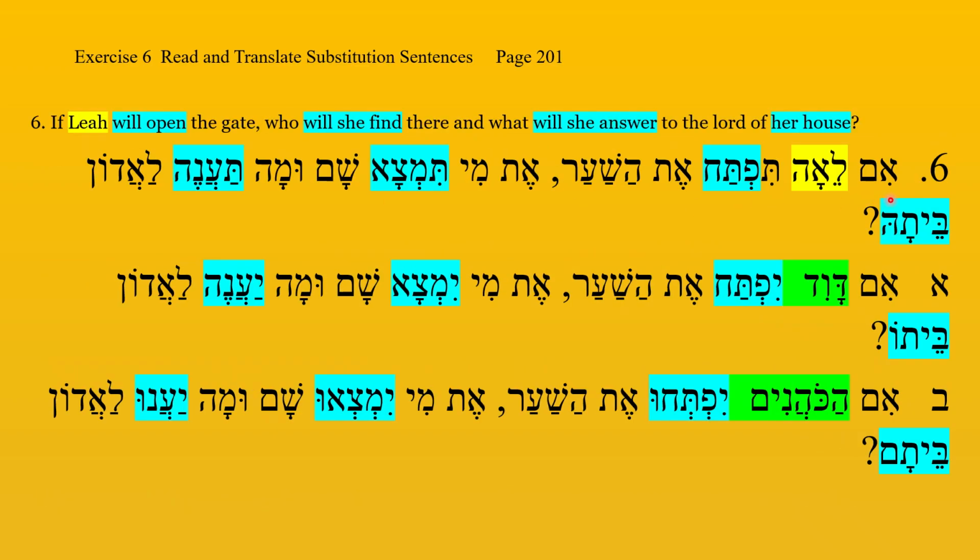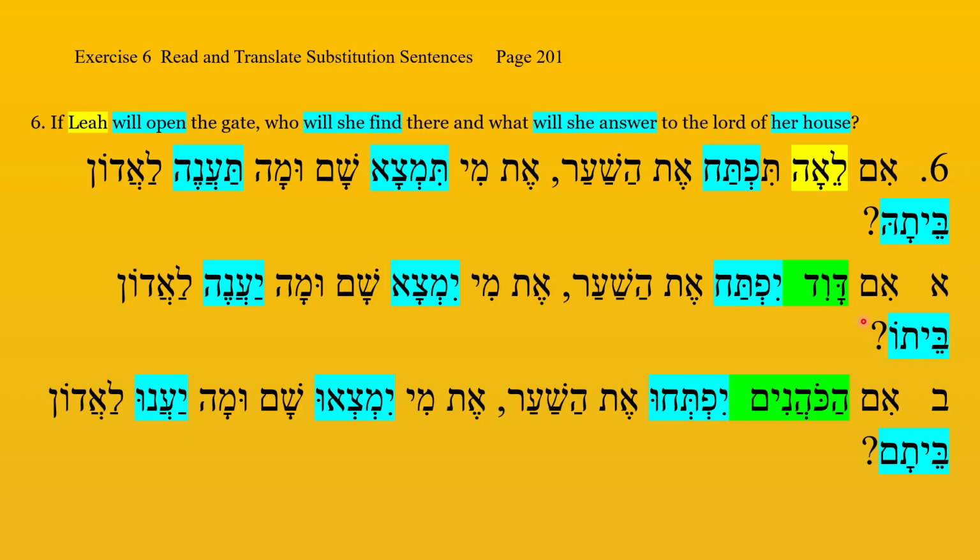Exercise 6, sentence 6. Im Leah tiftach et ha-sha'ar et mi timtza sham uma ta'aneh la'adon beta. So if Leah will open the gate, who will she find there, and what will she respond or answer to the Lord of her house?